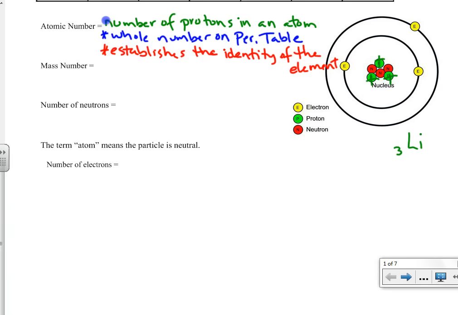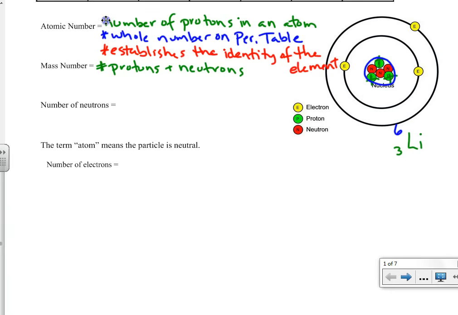Now, if we were to count all of the particles in the nucleus, all the protons and all the neutrons, that's a total of 6 in this particular individual atom of lithium. So we would put that number 6 in the upper left corner of the symbol. And this number is referred to as the mass number. The mass number is defined as the number of protons and neutrons. Since the protons and the neutrons have almost all of the mass of the atom, that's why it's referred to as the mass number.